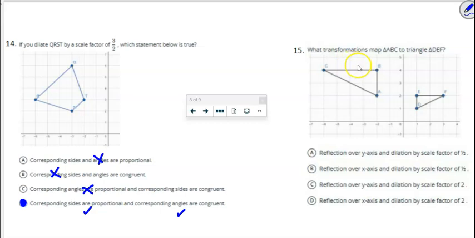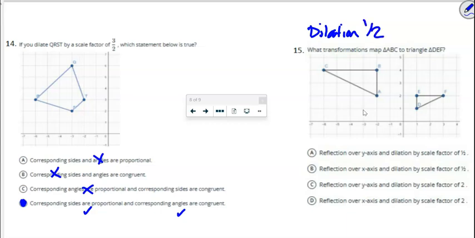All right, this last one on here says the transformation maps ABC to triangle DEF. What do you think happened? Okay, so we're going from this to this. So I can pretty much tell that there was a dilation, right? This was 2, and this is 1. This was 4, and this is now 2. So we know it's a dilation of 1/2. But what else happened?